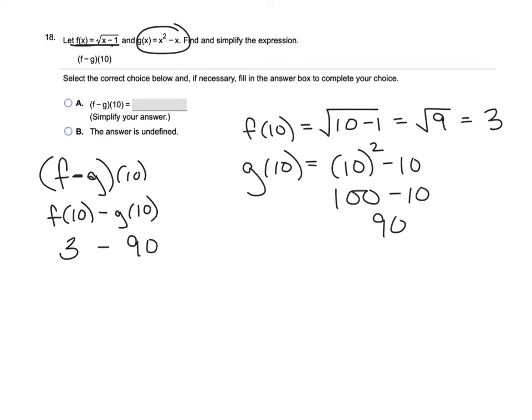So you're just going to subtract them. And you would have done the same thing if I had asked you to add. You would just add the two numbers. So 3 minus 90 gives you negative 87. And there's your answer. There's lots of these in the review to work, and you could be asked a few of these on your test.